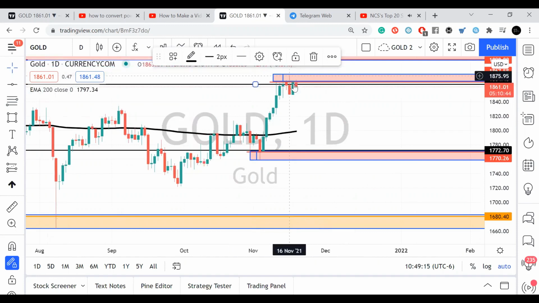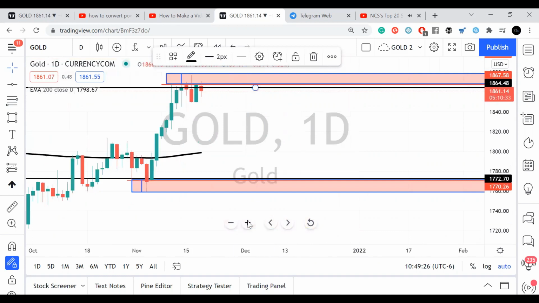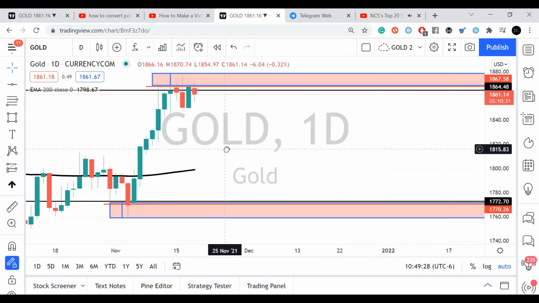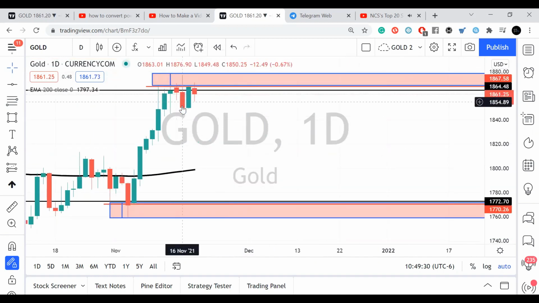So price is right here. That's where we're having difficulty breaking out. And we're having an engulfing candle. Can you see this candle? You have this inverted hammer, then we have this engulfing candle here. So we might probably just hold this sell. I have to observe this sell.